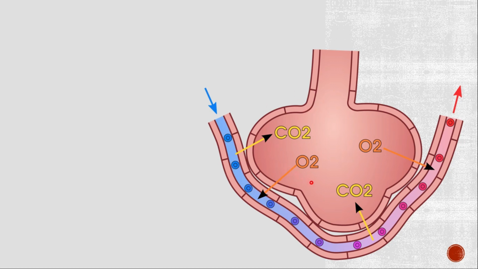This is the structure of the alveoli and this is the blood capillary where oxygen and carbon dioxide transportation is occurring. The oxygen diffuses from air inside the alveoli into the blood in the capillaries, and carbon dioxide, in contrast, is more concentrated in the blood in the pulmonary capillaries than it is in the air inside the alveoli. As a result, carbon dioxide diffuses in the opposite direction.